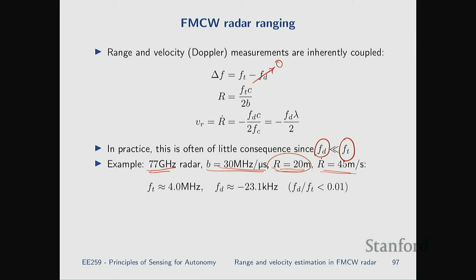But even in this case, if you plug all these numbers into the expressions above, you would see that ft ends up being 4 megahertz versus the Doppler shift of just 23 kilohertz. So the Doppler shift is less than 1% of ft. And it's very safe to just ignore it here and say my delta f is equal to ft, which is equal to 2 times slew rate times range over c. And exactly like CTFM, you can just calculate your range from the frequency of the IF signal.